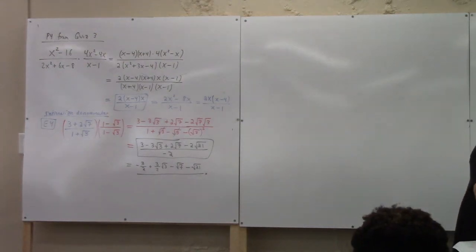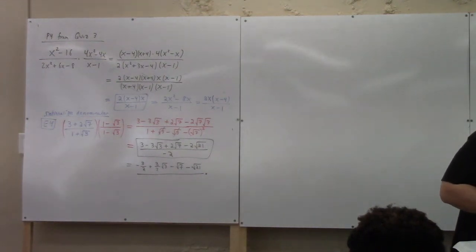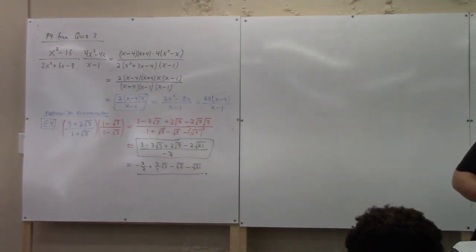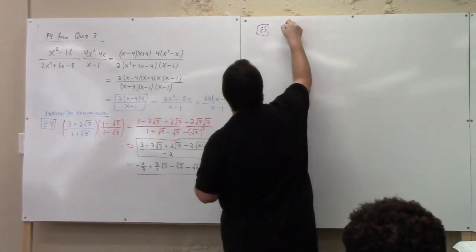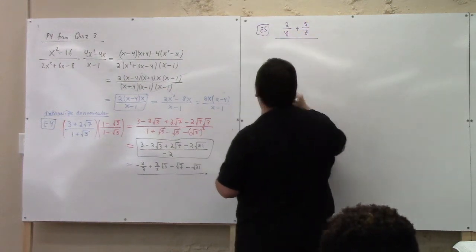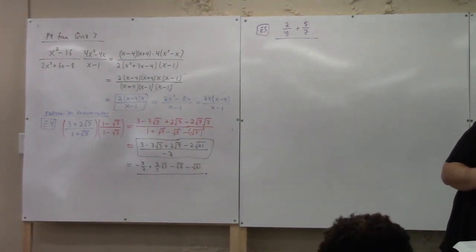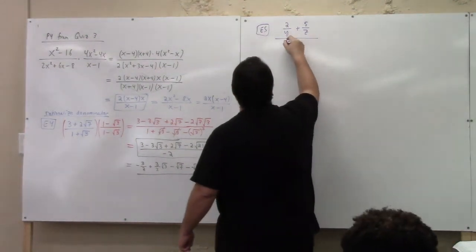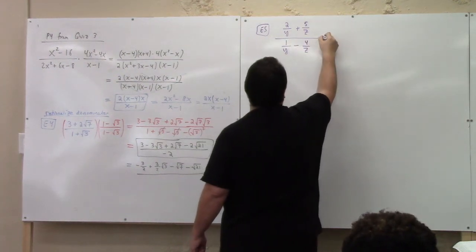Let's do an example of a rational simplification. Suppose you're faced with the problem of simplifying, let's see here, 2 over y plus 5 over z, all divided by 1 over y minus 4 over z. This is from section 5.4, if you're wondering. So we want to simplify this. What should we do?